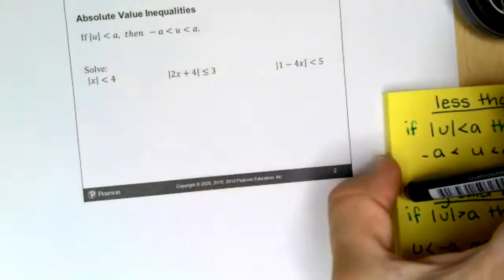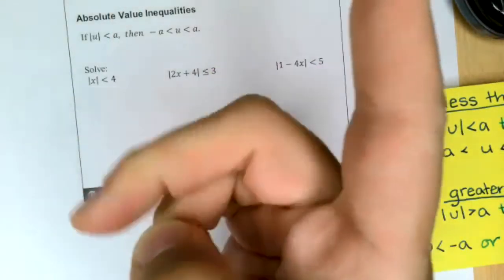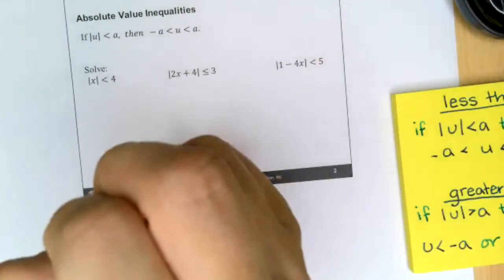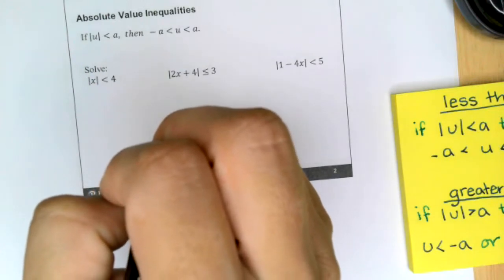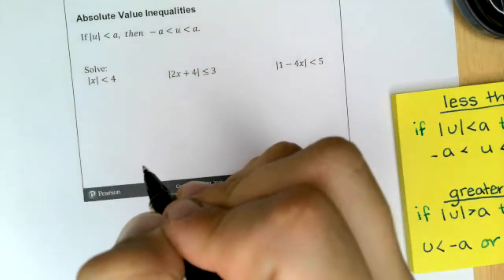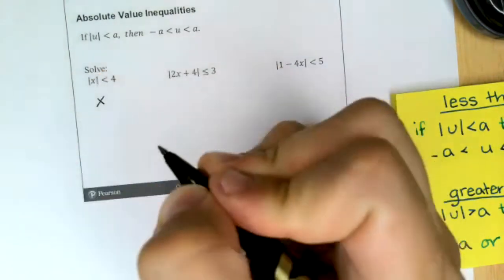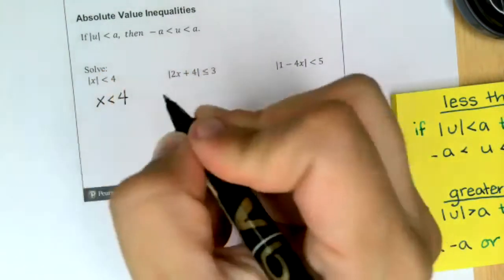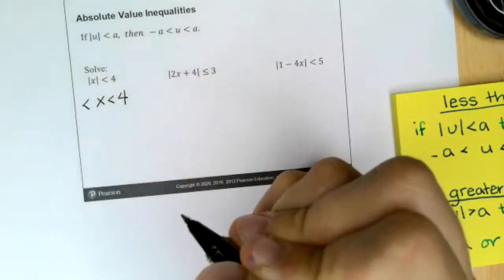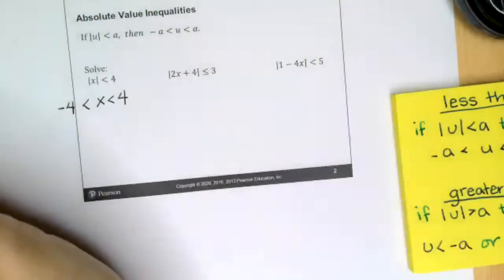Okay, so here, same rules as before. Isolate the absolute value, set it equal to its new equation, or sorry, inequality, and then isolate x. Okay, so the absolute value of x is less than 4. The absolute value is isolated, so we rewrite it. No absolute value bars, keep that the same. X is less than 4, and x is greater than the opposite of 4. You're done. Now you can graph it.